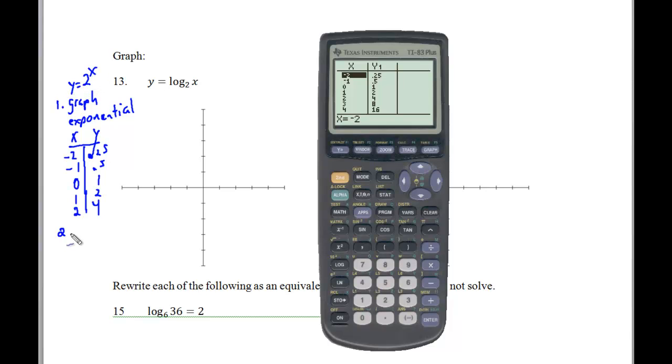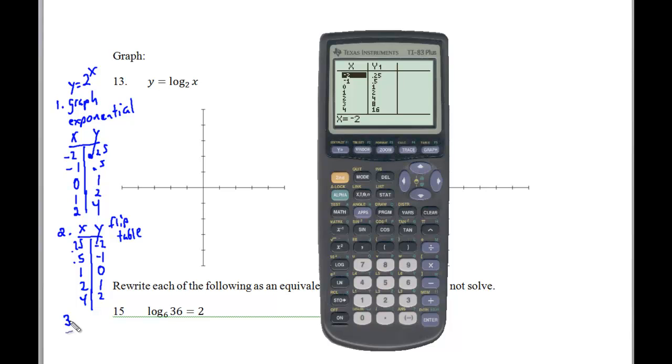Now, since I know from the previous side of the worksheet that the inverse of an exponential is a log, I am going to flip-flop the table. So step 2 is to flip-flop the table. Now, don't flip the x and y, flip the numbers. So 0.25 and negative 2, 0.5 and negative 1, 1 and 0, 2 and 1, and 4 and 2.